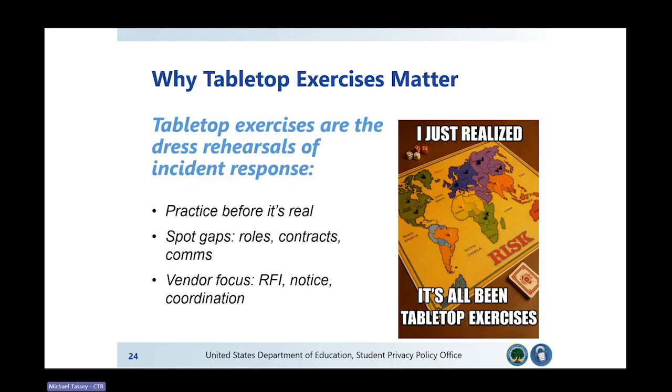Breaches involving vendors, remember, are messier because half the facts are outside of your control, right? So practicing how to request information, interpret vague vendor statements, and decide when to notify stakeholders prepares you for the reality of a vendor breach. Tabletops are super cheap, and they're the safest way to build your own incident response capability and muscle memory, if you will, around incident response.